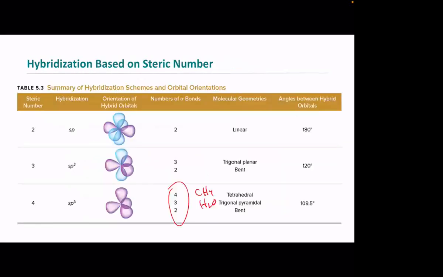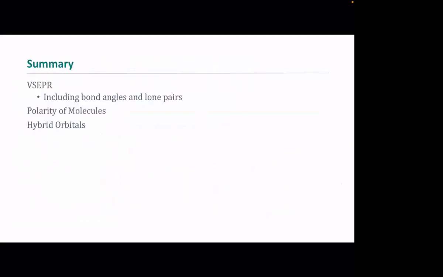All right. What do we got left? Anything? No, we're done. Beautiful. Summary. There's not much to summarize. You got to do your VSEPR, right? Including bond angles and lone pairs, being able to recognize how the bond angle changes. Polarity of molecules. You already did polarity in chapter 4. And here we just applied it to the molecules. And then hybrid orbitals. Okay?